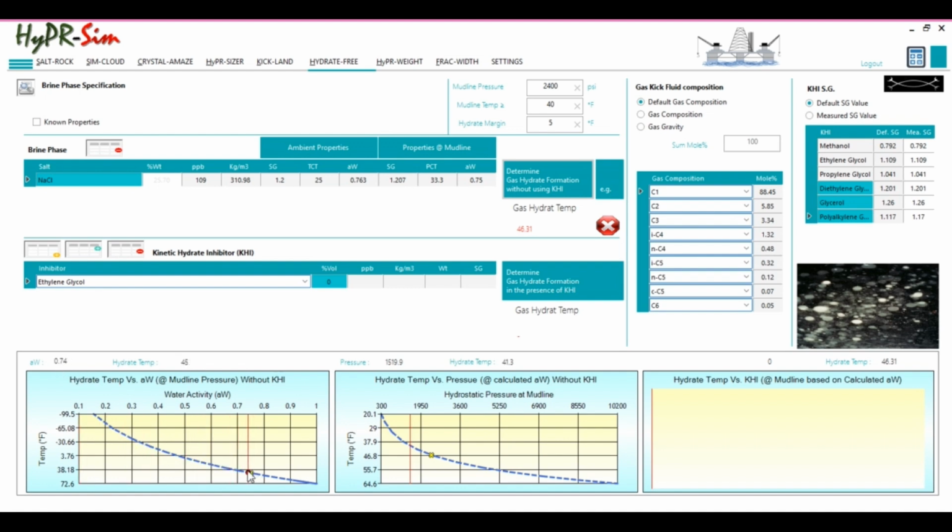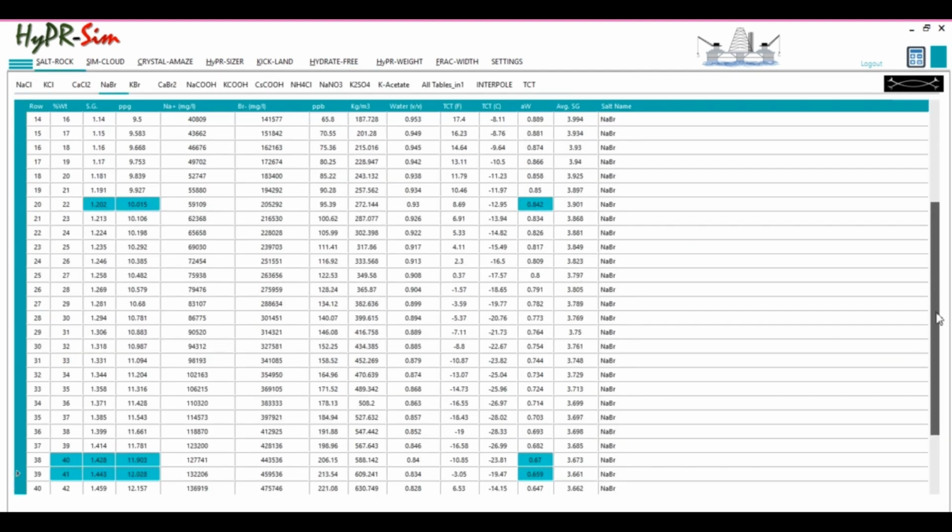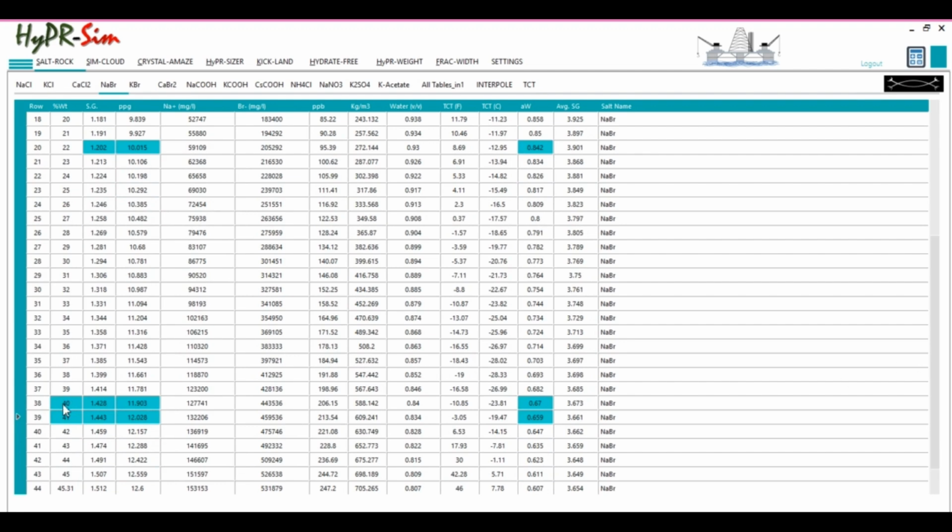As indicated by the x and y values displayed at the top of the graph, the gas hydrate formation temperature falls below 35 degrees Fahrenheit when the brine water activity is reduced to about 0.66. Additionally, note that the red bullet, which moves with the cursor, changes to green when the water activity and temperature values fall within the free zone of gas hydrate formation. Let's evaluate the use of sodium bromide without adding KHI as an alternative to sodium chloride and KHI. Navigate to Salt Rock and examine sodium bromide.